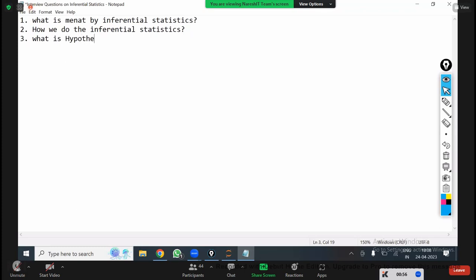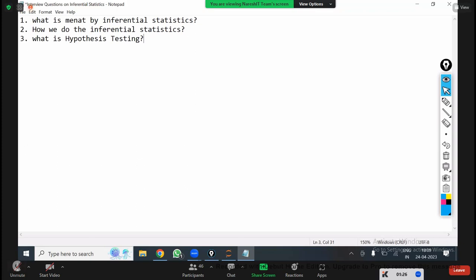Hypothesis testing means there is a statement about a population parameter that should be rejected or not rejected. So we'll have a statement regarding the population parameter, and we have to accept or reject that statement. The statement is either the null hypothesis or the alternate hypothesis.